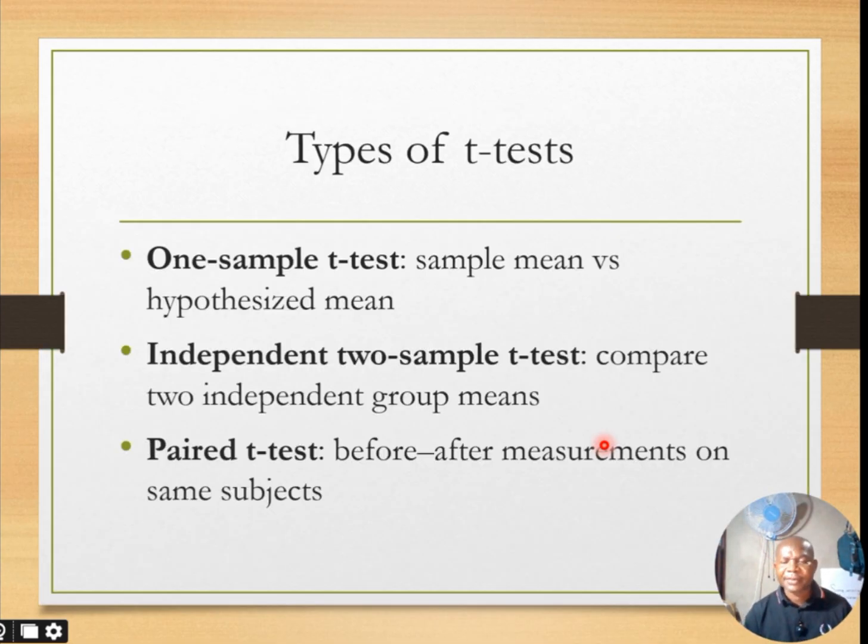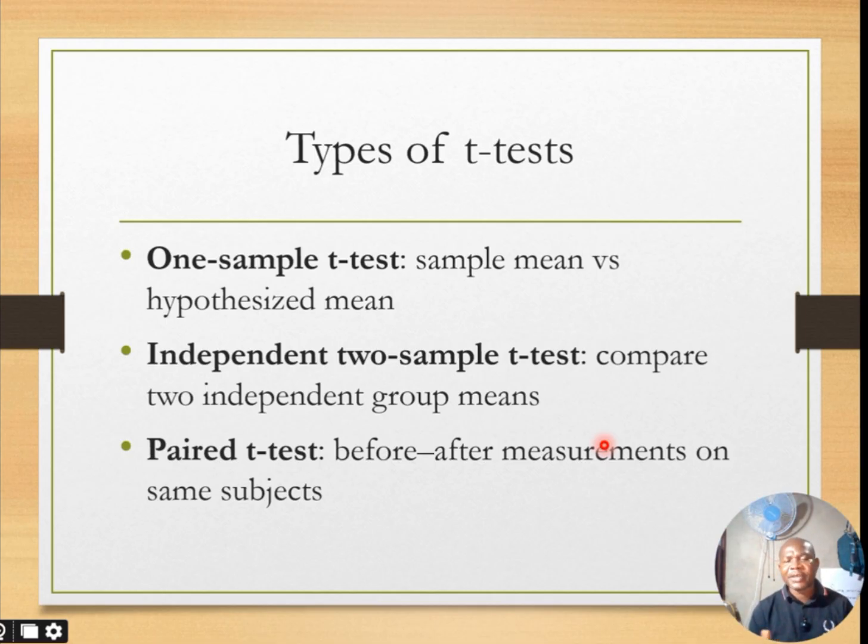Now, what are the types of t-tests that we have? Basically, we have three types. We have the one sample t-test, the independent two sample t-test, and the paired t-test. In our one sample t-test, we compare a sample mean with a hypothesized mean. Hypothesized in the sense that this is a concept, an idea that is generally known or claimed. A claim that is widespread is a hypothesized mean.